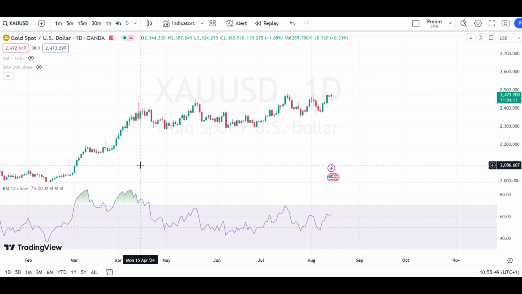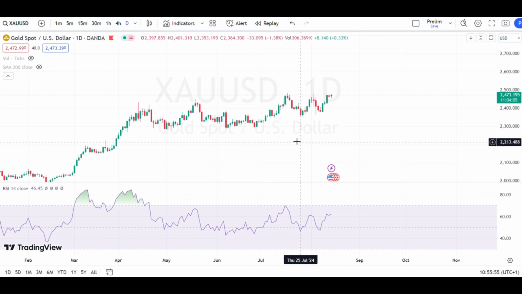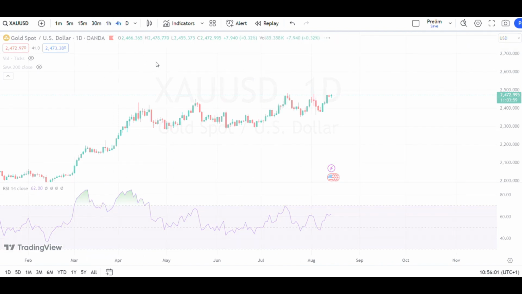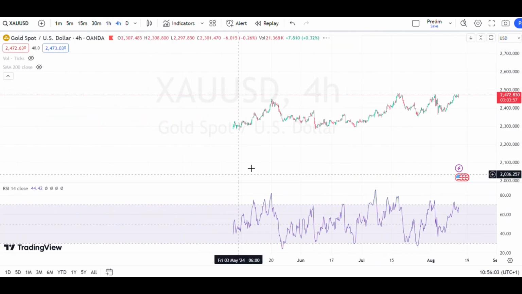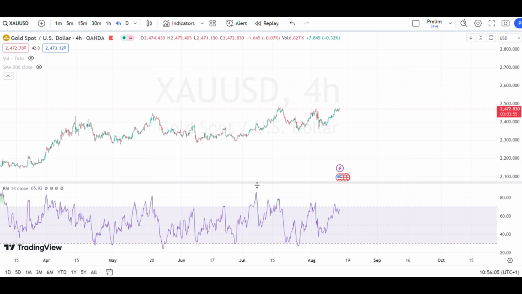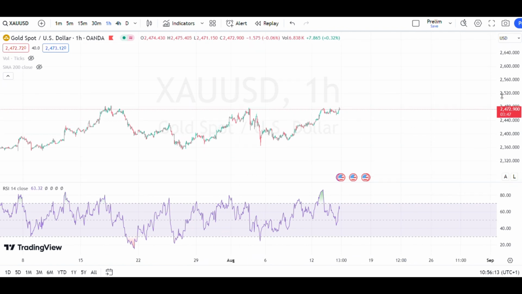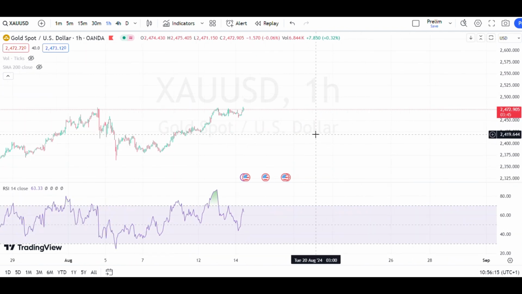So now we are on the daily time frame. As I can see on the daily time frame here, there's really nothing much. We'll go to the 4 hours time frame. Let us look at it. Still, there is not really much to see here, right? Okay, there's something I'm seeing, but not really as serious. Then now let us look at the 1 hour time frame.